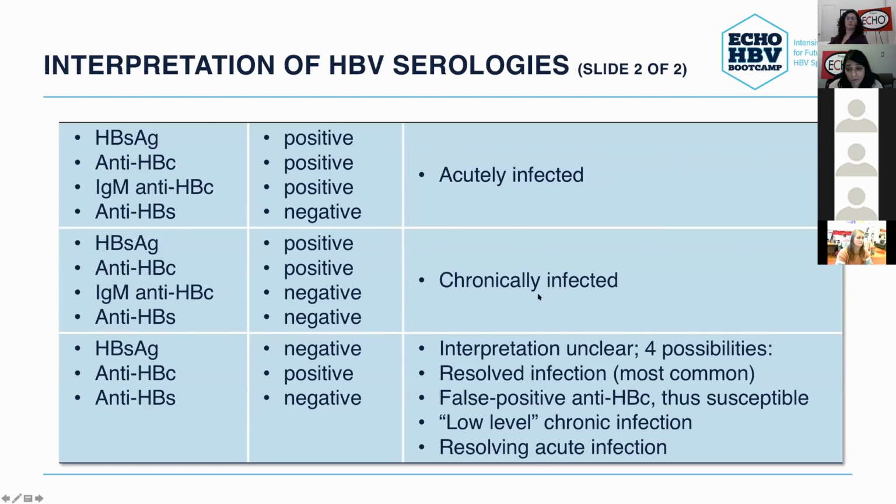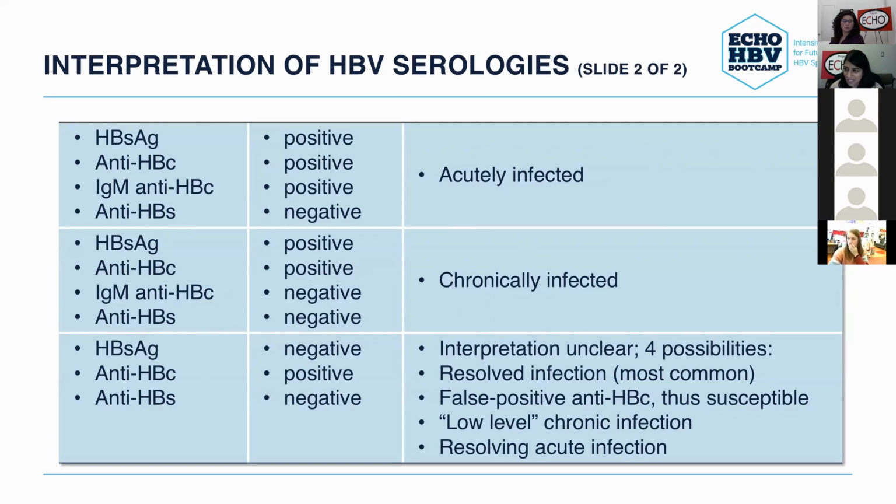So you can also be chronically infected with just the surface antigen positive. Again, having surface antigen for 6 months or greater puts you into that chronically infected by definition category. And you'll often see in these patients that their core antibody is also positive, but it doesn't have to be 100% of the time.